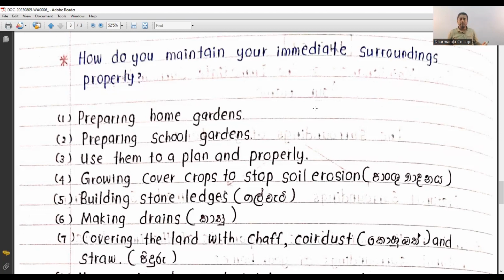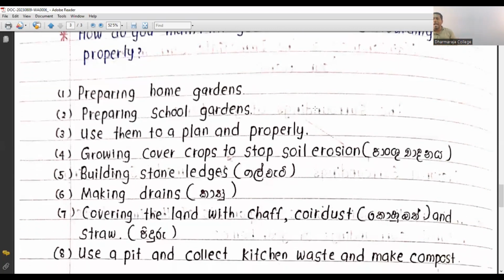We can construct stone walls to cover and to stop the soil erosion. And actually we can make drains. We can put drains. Then we can stop the soil erosion and we can maintain our land properly. And we can cover the land with coir dust and some straw, some dried leaves. Then only we can protect the land.